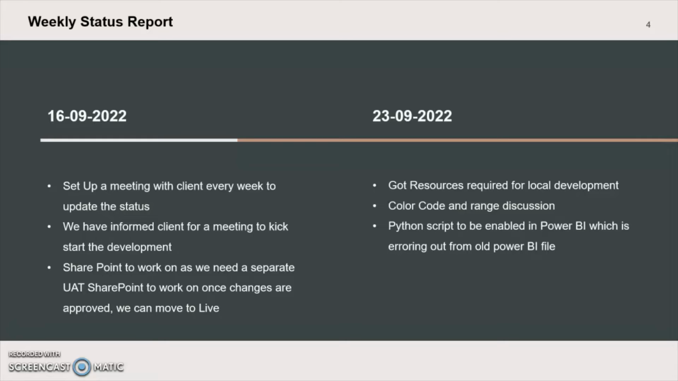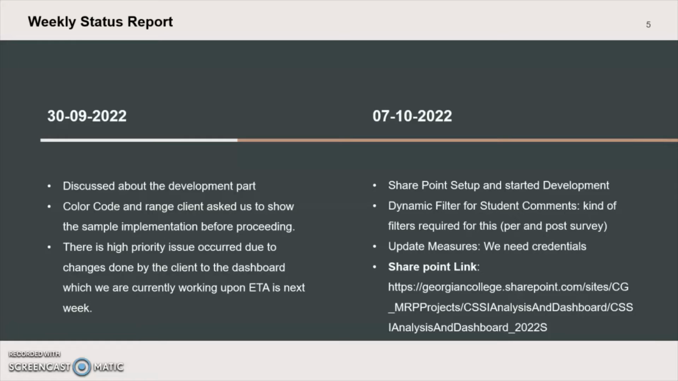In the first week meeting, we had the initial discussions to kickstart the development, and we asked for permission for this SharePoint for the UAT, where we can do our normal changes, and once all the changes are finalized, we can review them with the client and move to live. In the second week, we got the resources for the required development, and we started discussion about the project scope of color code and range, which will be continued by Ashmin Kaur.